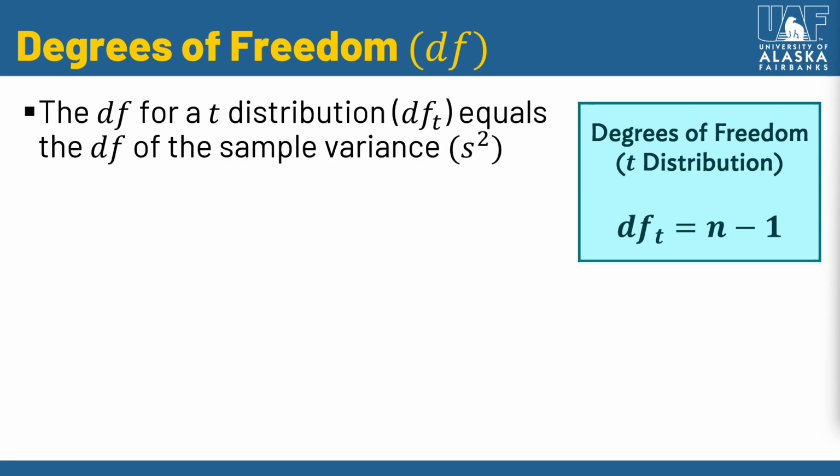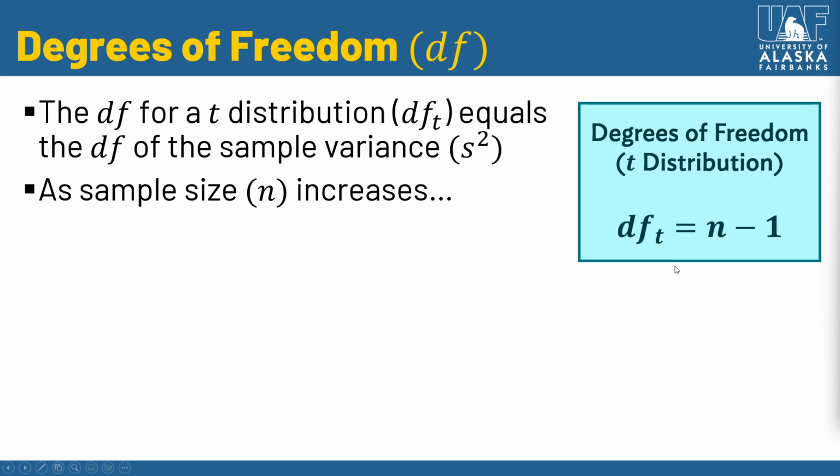So going back to this, degrees of freedom in a t-distribution: dft equals the degrees of freedom of the sample variance. You can see here dft equals n minus 1. As our sample size increases, some things happen. For starters, our sample variance more closely resembles the population variance. And you'll recall the population variance is what we don't know in a t-test. That's why we're doing it in the first place. If we knew that, we could just do a z-test.